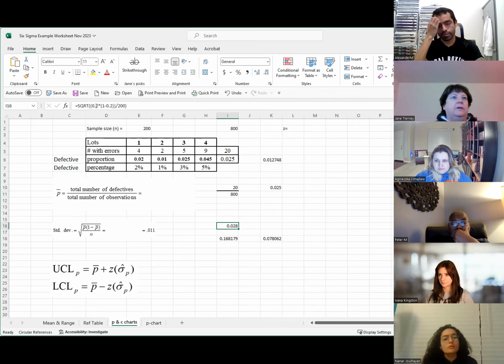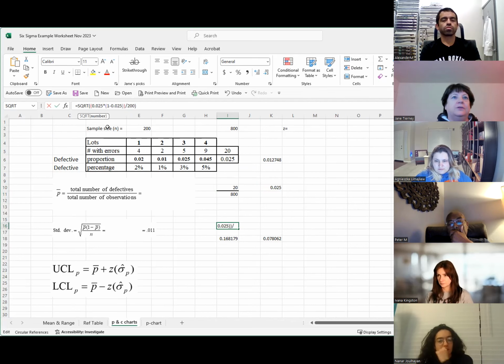Then we take 0.025 times 1 minus 0.025. And I couldn't find the source of where I was taking this from. I was looking at it, divided by 200. There we go. That's it.